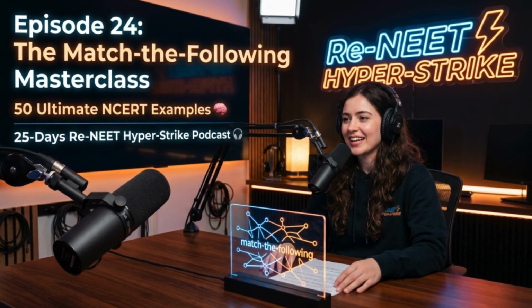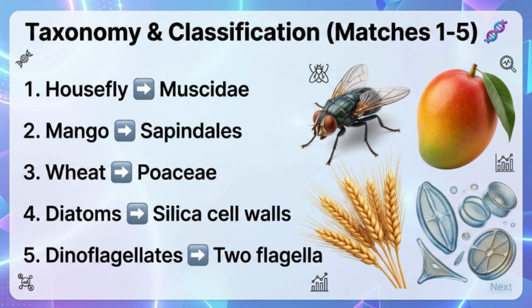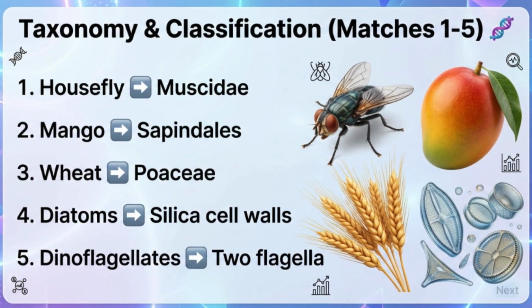Today, we are speed running the 50 absolute most important match the following examples in the NCERT. In NEET, matching questions are a goldmine because you usually only need to recognize one or two pairs to eliminate all the wrong options. Close your eyes, listen to these connections, and let's secure these marks. Let's start with taxonomy and classification.